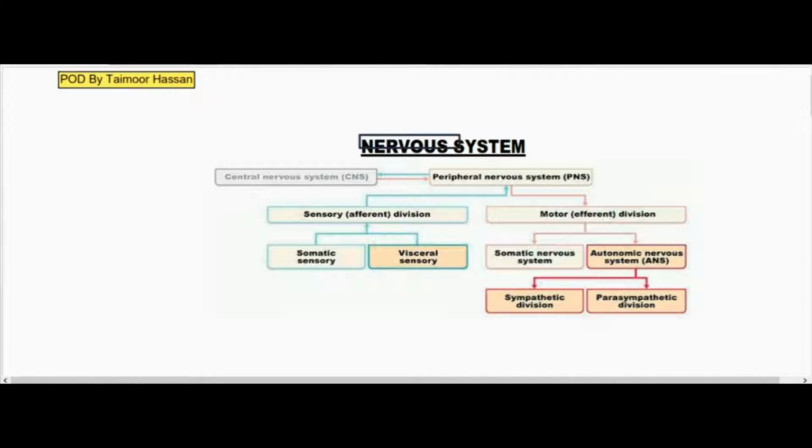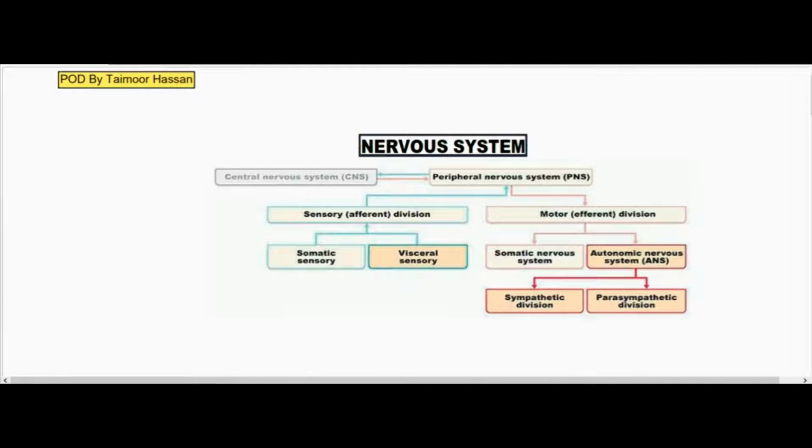We'll discuss the sympathetic nervous system and parasympathetic nervous system in detail in the next lectures. So the nervous system, by definition, is an organ system having a network of specialized cells called neurons which coordinate actions and transmit signals between different parts of the body.